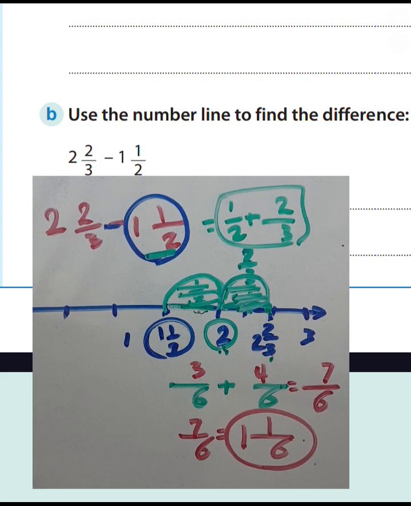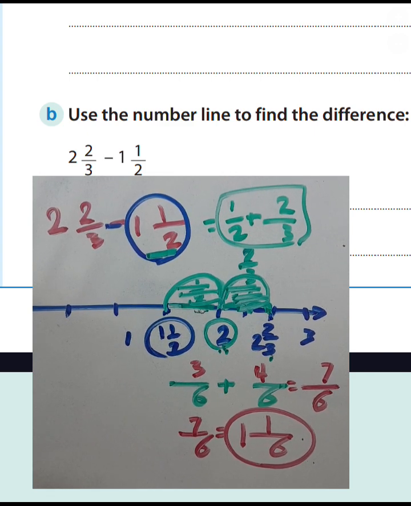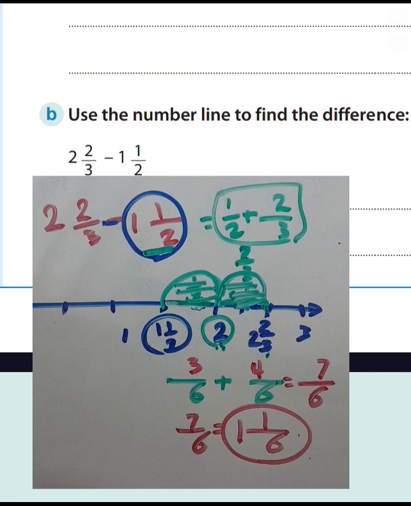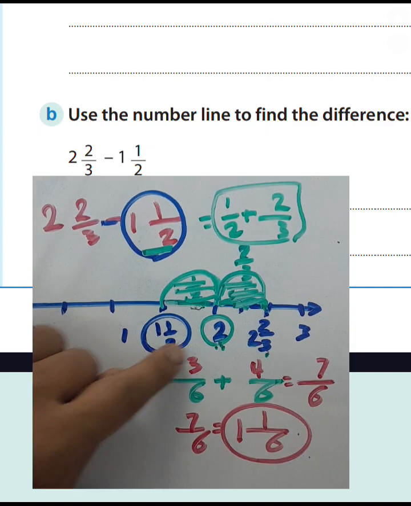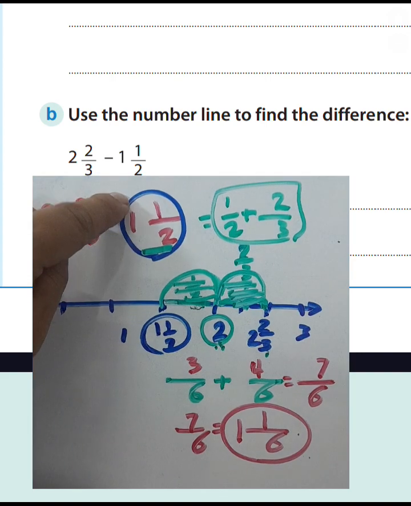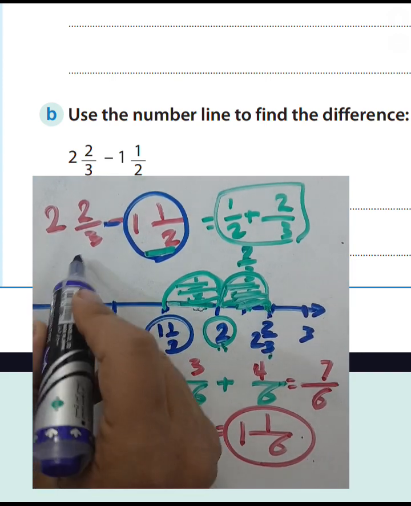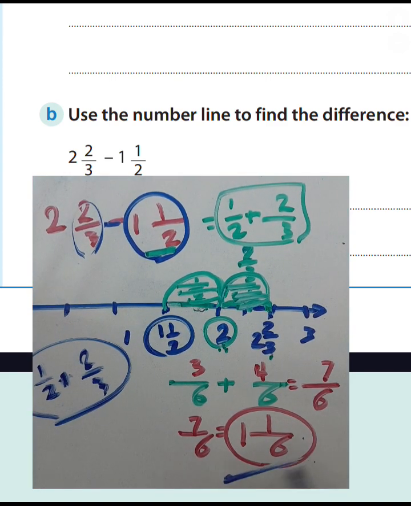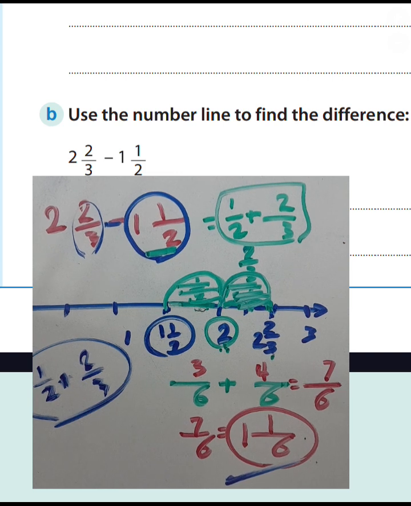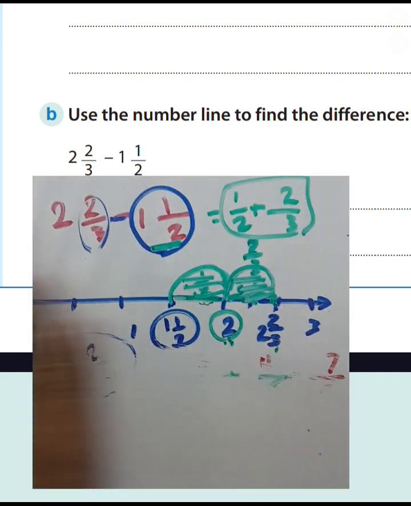Okay, you must use the number line to find the result by this step. It's the method of difference between two numbers. First, go to 1.5 and go to 2 and 2/3. Or you can count from 1.5 to the number 2, we have a half. And to 2 and 2/3, we have 2/3. We can add them. The result will be 7/6. It will be 1 and 1/6 in simplest form.